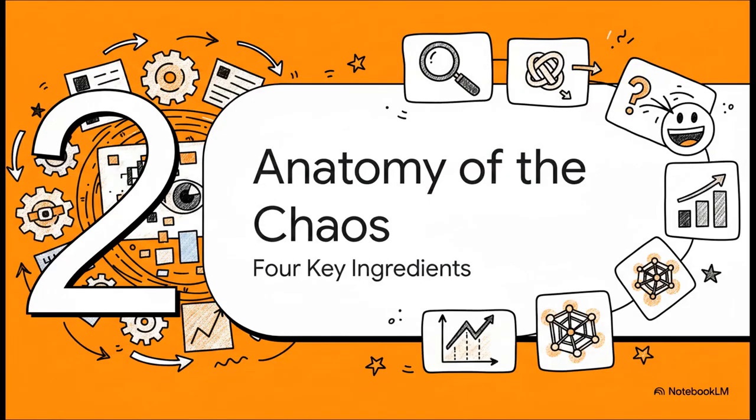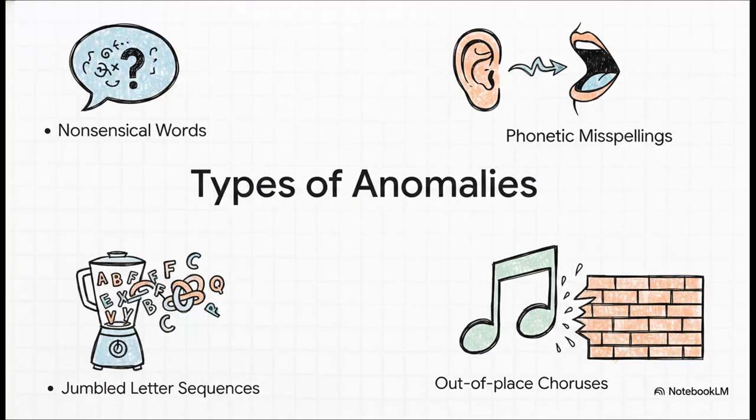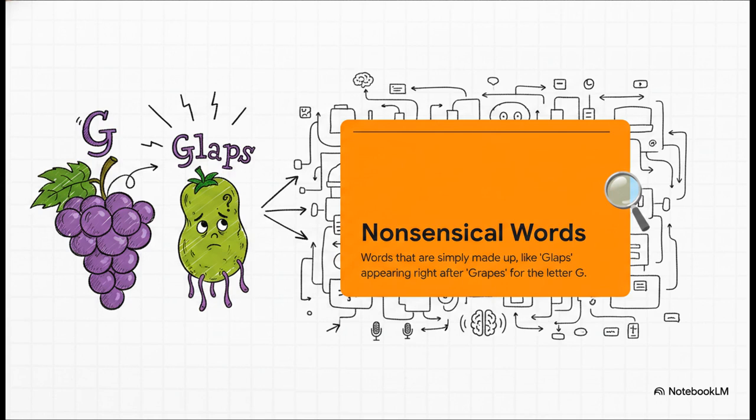So you gotta ask, how does something like this even happen? We've gone through this video with a fine-tooth comb, and what we found is that the weirdness isn't totally random. It's actually built on 4 specific kinds of, let's call them anomalies, that all work together to create this baffling experience. So what are they? We've got words that are totally made up, we've got phonetic spellings that make no sense, we have these jumbled up letter sequences, and then choruses that just appear out of nowhere. Let's break them down. First up, the nonsensical words.